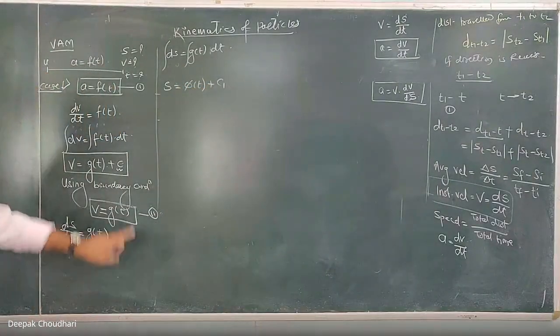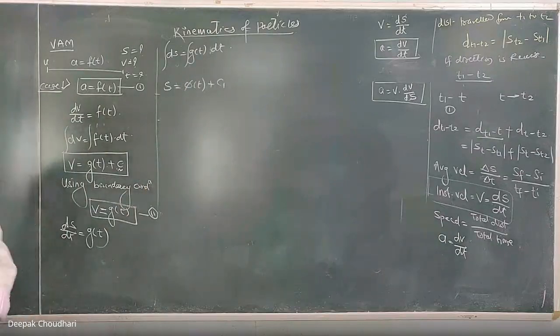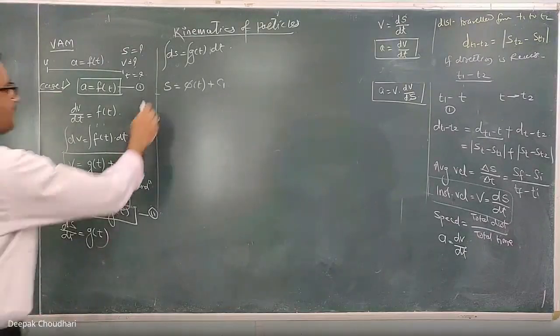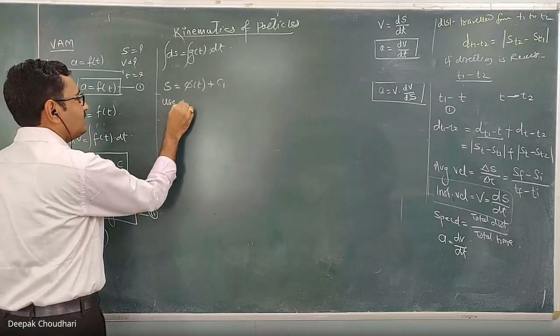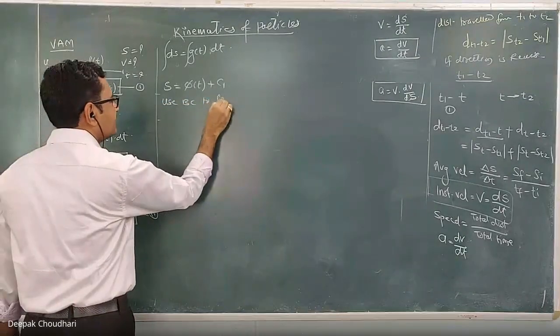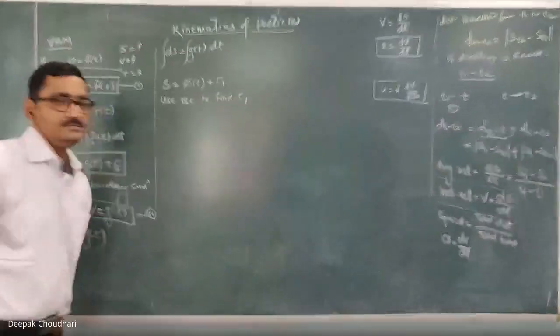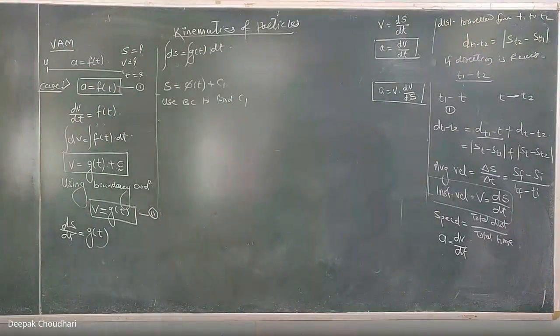Let it be c1. Since I already used c here, let it be c1. Any doubt? So s is equal to phi of t plus c1. Now here also use the boundary condition to find c1.